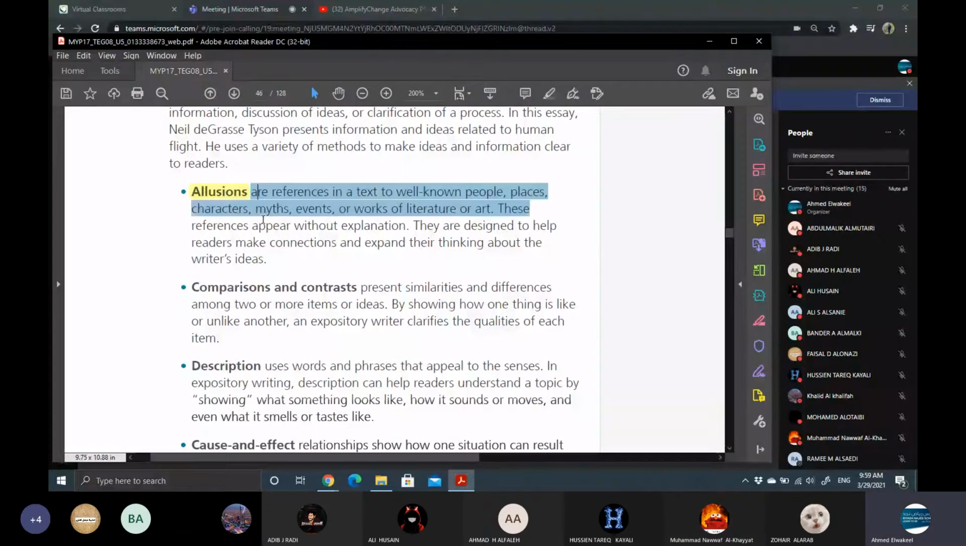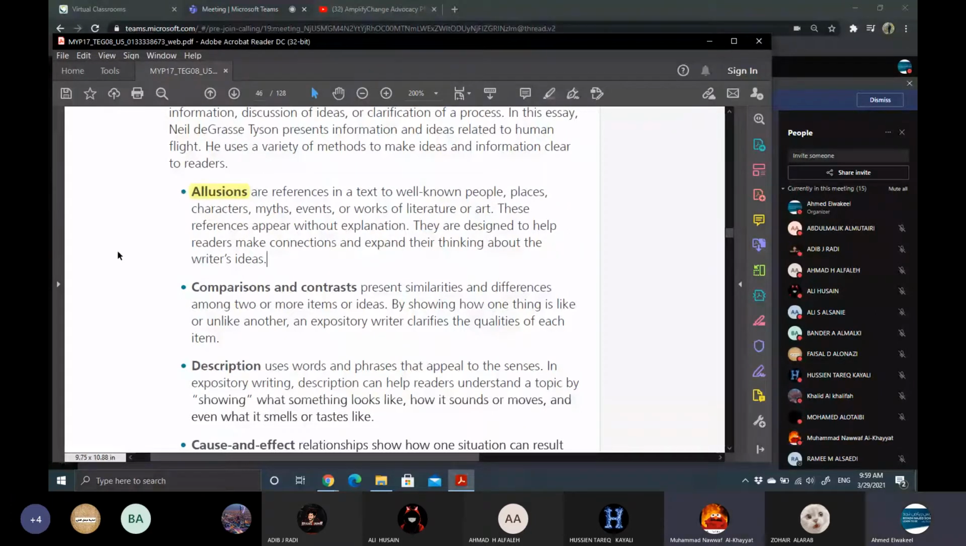Yes, teacher. What do you mean by allusions? Reference to people. You can read. Okay. Allusions are references in the text to well-known people, places, characters, myths, and events, or works of culture or art. These references appear without explanation. They are designed to help readers make connections and expand their thinking about the writer's ideas. What do you understand from that?